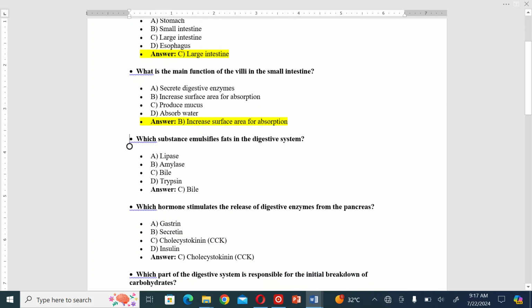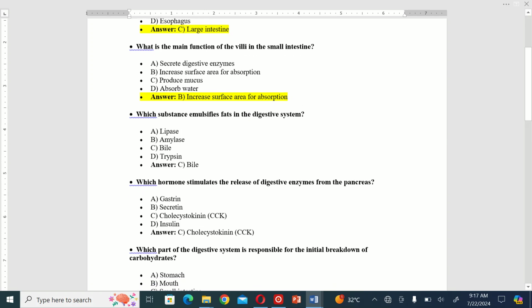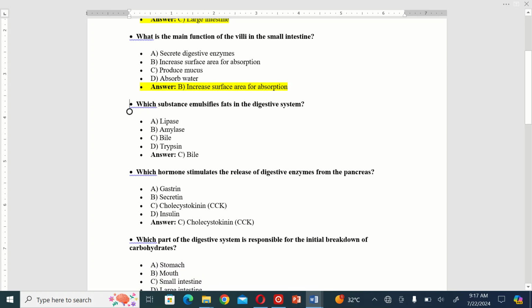Which substance emulsifies fats in the digestive system? A. Lipase. B. Amylase. C. Bile. D. Trypsin. The correct option is bile. C.